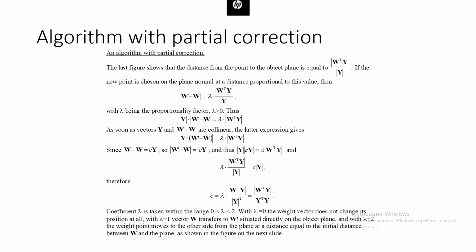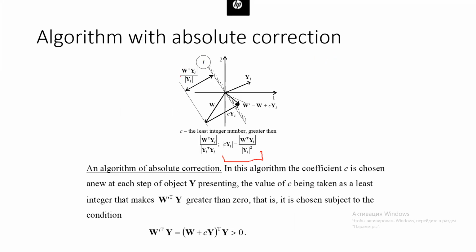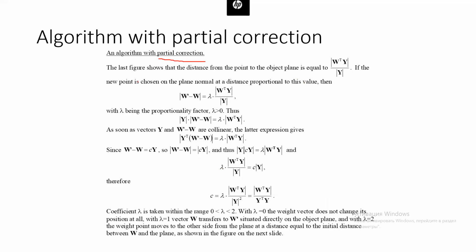And also, there is a third modification of the algorithm. It's the algorithm with partial correction. You see that the distance from the point to the object plane is equal to the projection divided by the length of the vector. It means this value. And if the new point is chosen on the plane normal at a distance proportional to this value, then we need to define the factor gamma greater than 0.